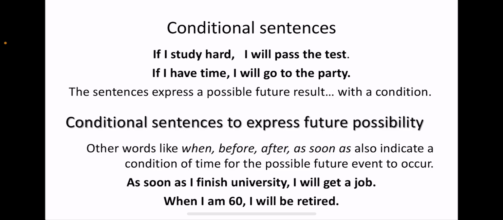Now, we can use other words instead of if. We can change if for when, before, after, or as soon as. They also indicate condition, but they indicate condition about time for the future possible event to occur. For example, instead of saying if, I can say as soon as I finish university, I will get a job. Or when I am 60, I will be retired.